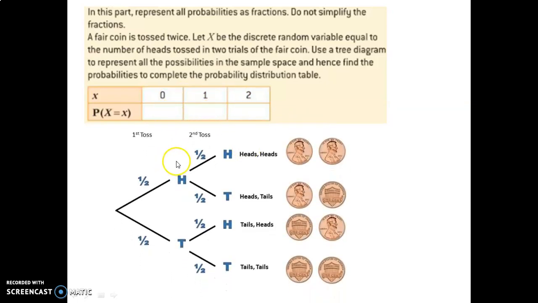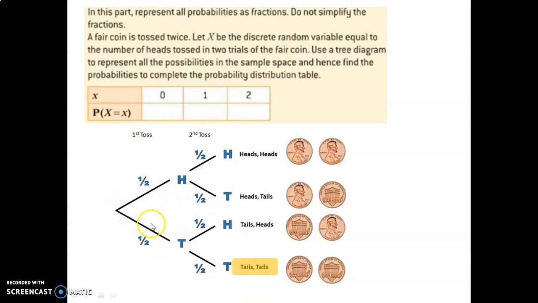Let's take a look. If you drew a tree diagram as it asked you to, we can have heads, tails here, 50-50, right? And then if you get a head on the first toss, then you also have the chance of getting a head or a tail on the second toss, and again 50-50. And same here, if you got a tail first, you can get a head or tail here also. So looking at this, we can figure out the probabilities.